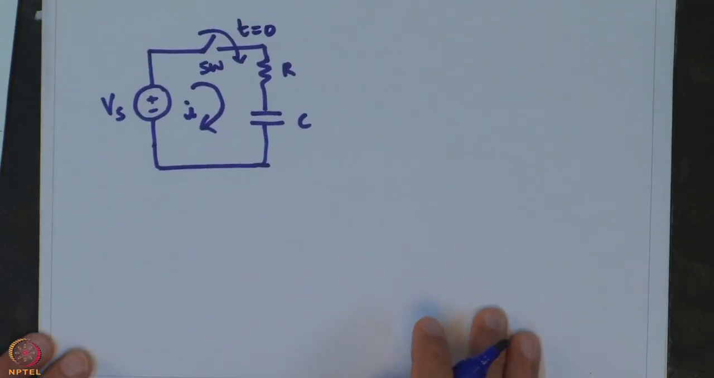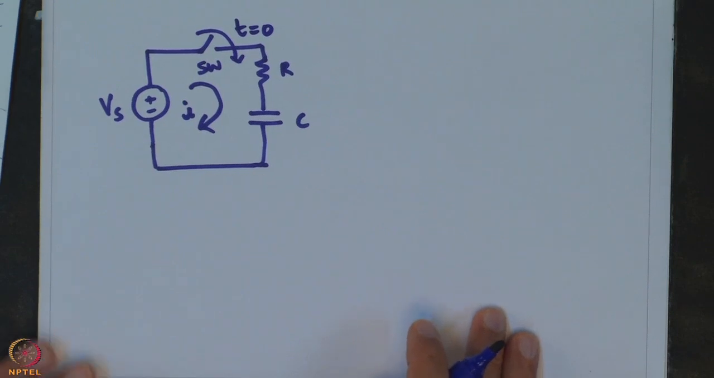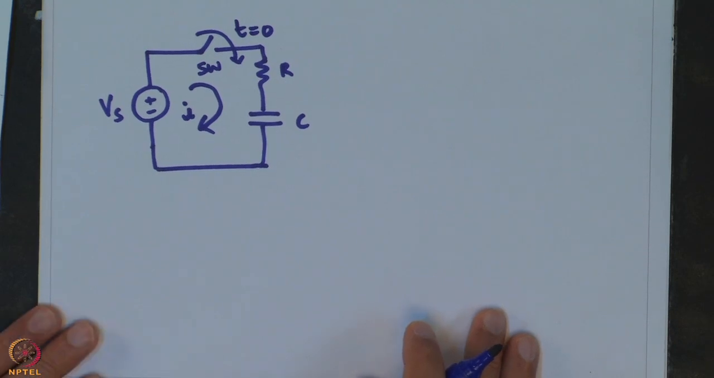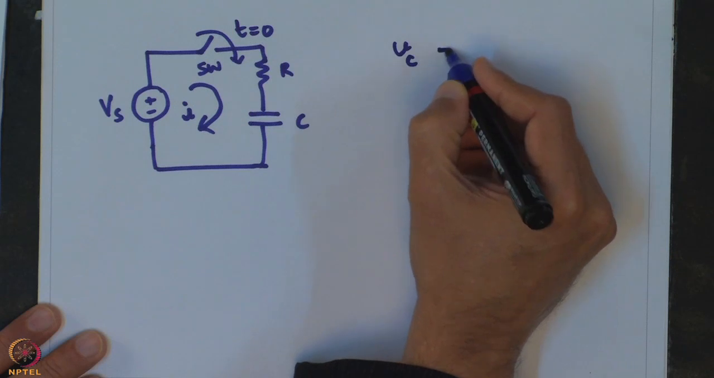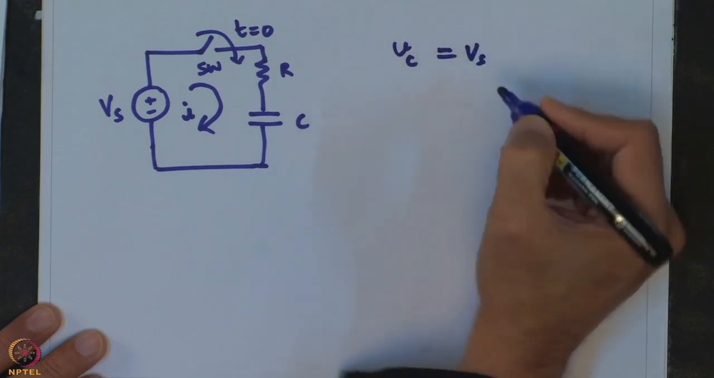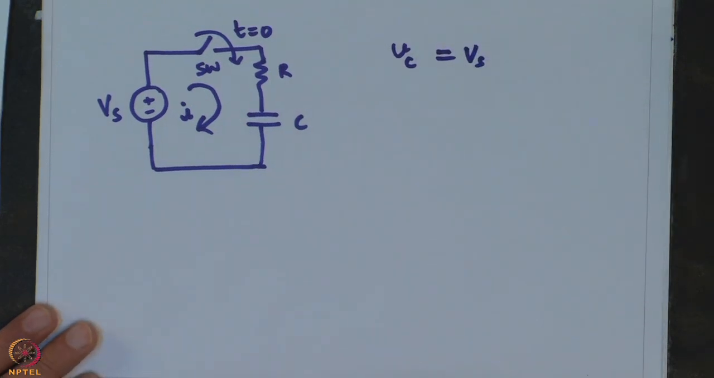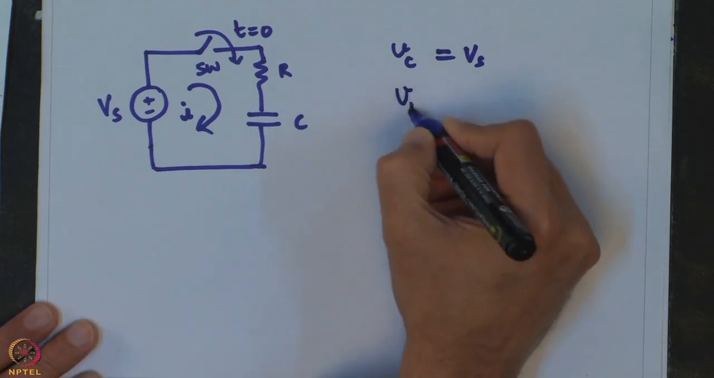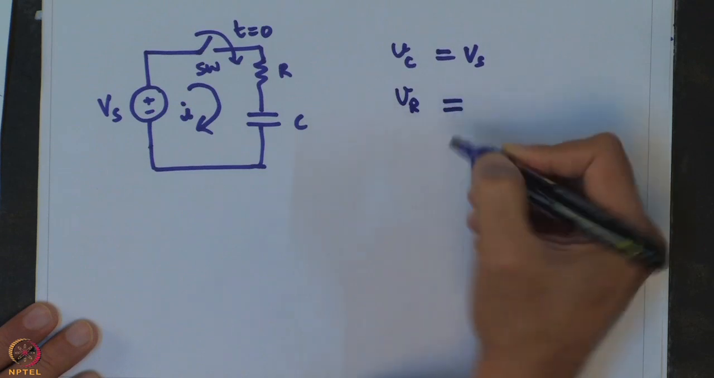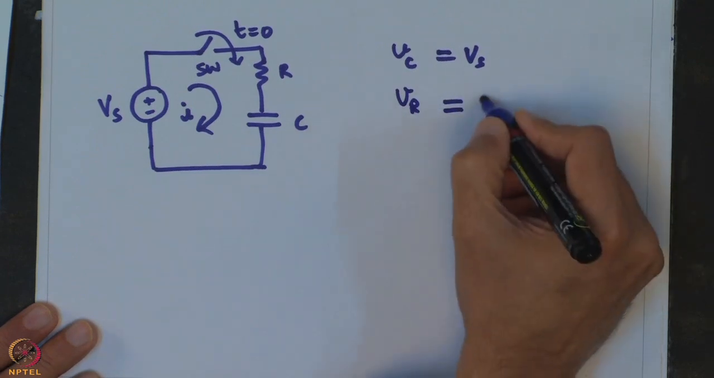Now if we analyze this circuit by using the very fundamental and basic concepts, we can say that a long time after the switch has been closed, the capacitor voltage Vc will be equal to Vs. Now due to the KVL, the Kirchhoff's voltage law, the voltage across R during the steady state will be 0.